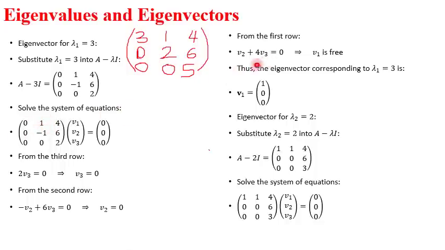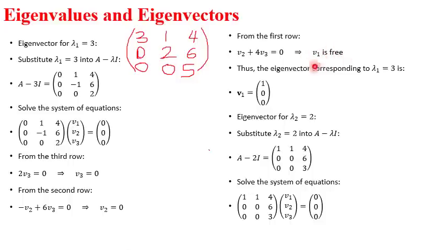All right then. So now the eigenvector corresponding to the eigenvalue that equals 3 will be such that v3 equals 0. Of course, this is v1, v2, v3. So v3 equals 0, v2 equals 0. But v1 is free in this case.